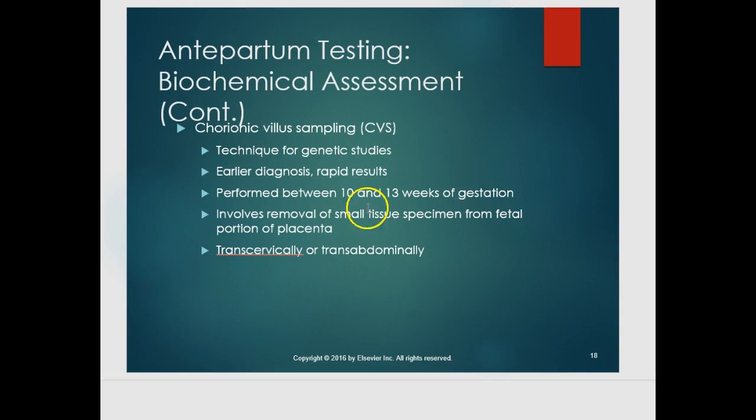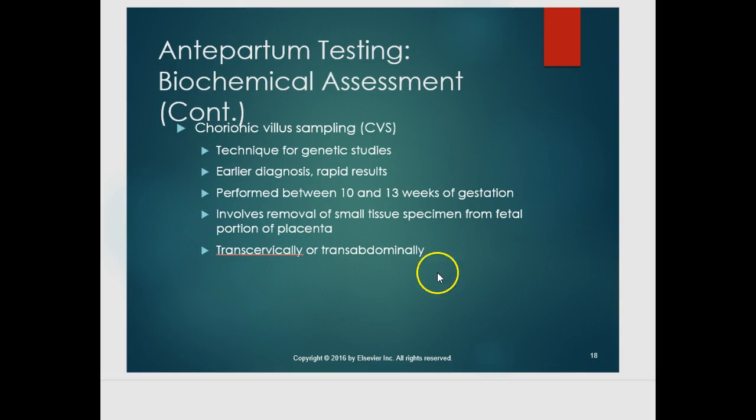Chorionic villus sampling, you guys, that's another technique that we can use to determine genetic information. We use this very early in the pregnancy, between 10 and 13 weeks of gestation. And actually what happens is that we get a piece of the placenta. We go in and remove a small portion of the placenta, transcervically or transabdominally. Most of the time it's transcervically because the uterus is so small. Get a piece of the placenta, send it, and get genetic information.